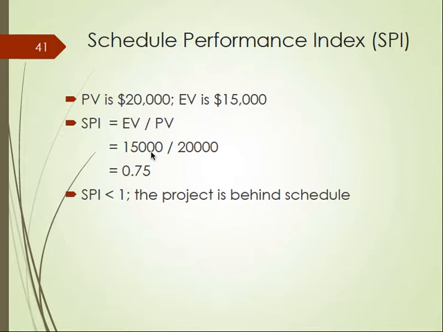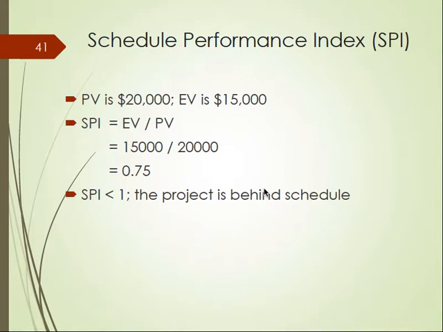How about schedule performance index? Schedule performance index uses planned value as the denominator. 分母嗰度啦, PV is the planned value, and the earned value is 15,000. So the SPI is EV divided by PV, which is 0.75.